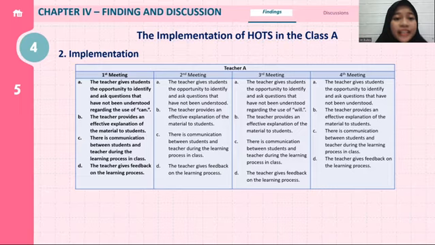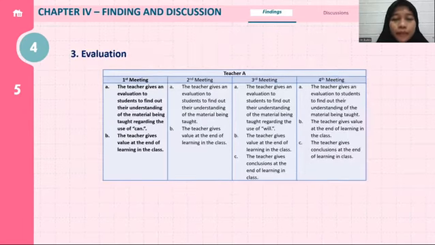Then, the English teacher gave an effective explanation related to collaboration skills. So, communication occurs between teacher and students, which is one part of the 4 skills. For the last skill, namely creativity skill, the teacher usually provides feedback to her students during the ELT process.